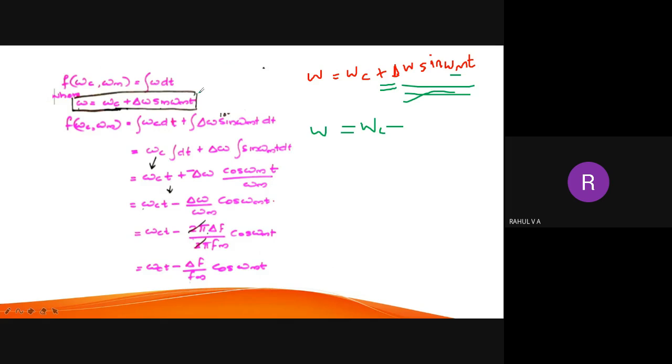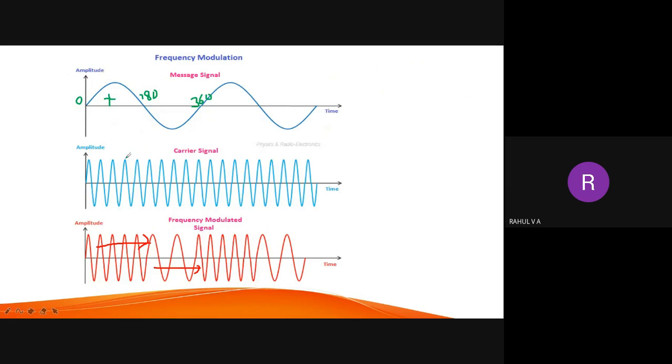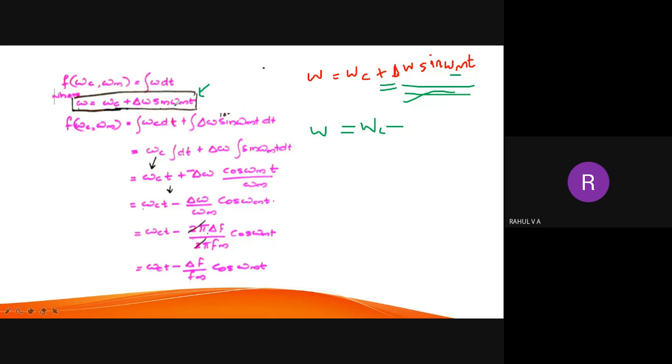This expression has come only to indicate that the frequency is increasing when the message signal is between 0 and 180, and the frequency is decreasing when the message signal is between 180 and 360. That is why we have added this expression. Now we are performing the integration, since f of omega c comma omega m is equal to the integral of omega dt. Instead of this omega, I am substituting omega c plus delta omega sine omega mt.